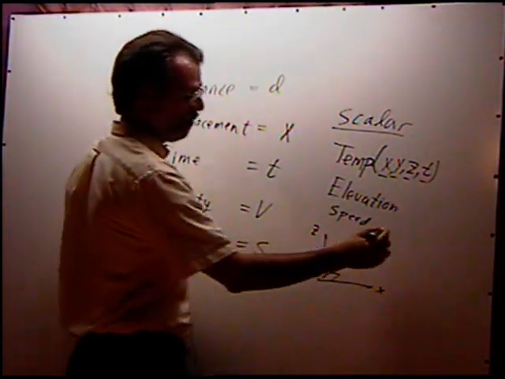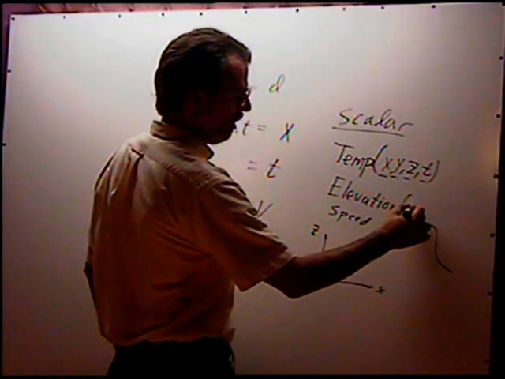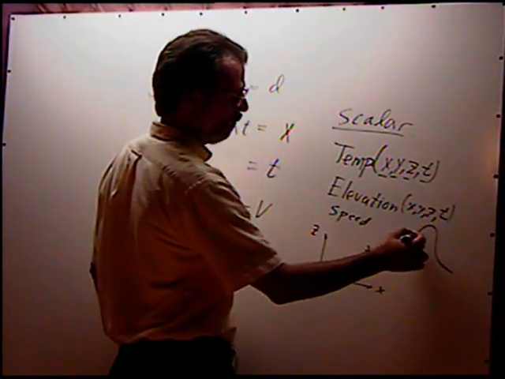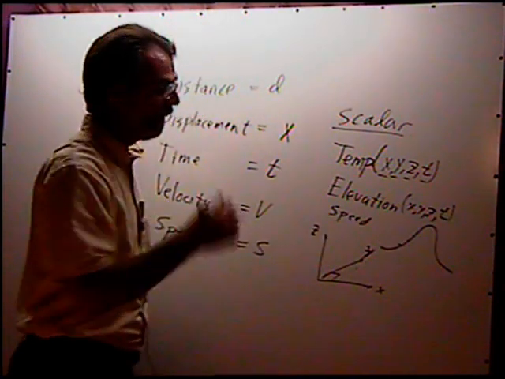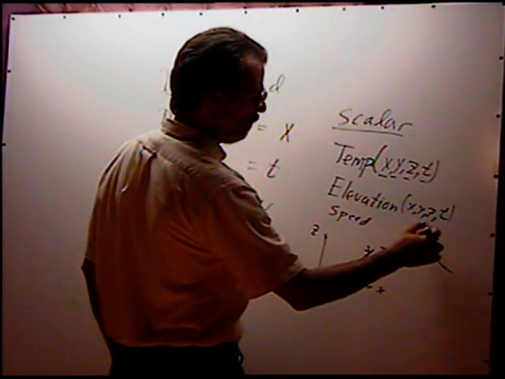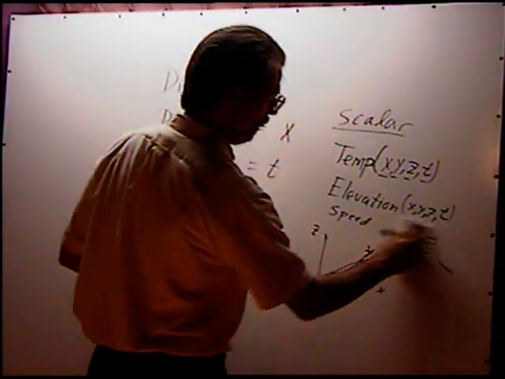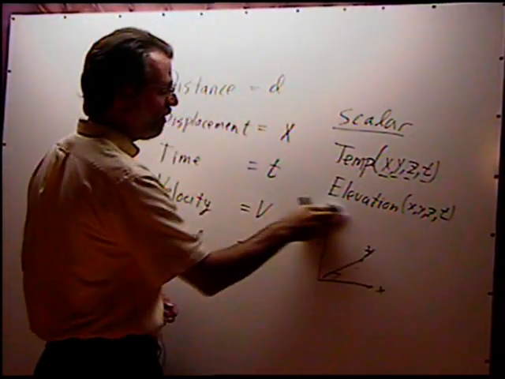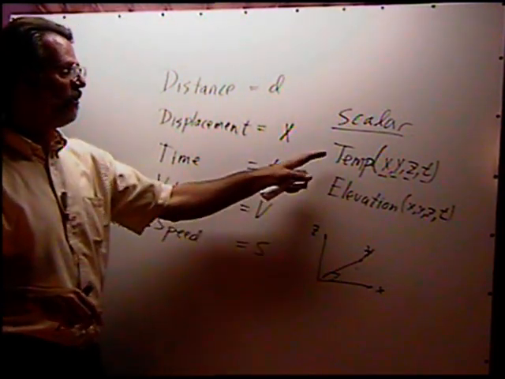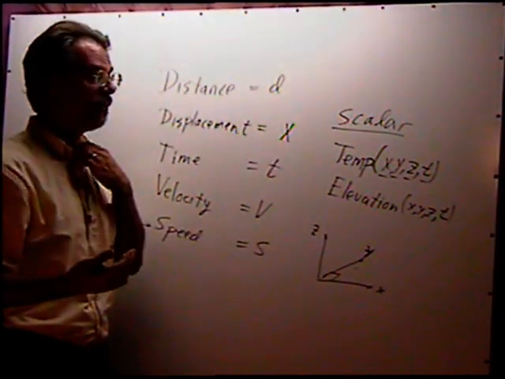Elevation is another good example. If you have the elevation of, say, a hill, we can plot the elevation of a hill in the XYZ coordinates. It's probably not going to change with time, but we can measure the elevation at any spatial coordinate. Notice that there's no sense of direction with speed, temperature or elevation. It's just a physical quantity we measure in space.